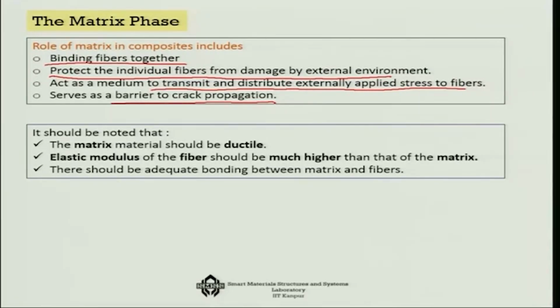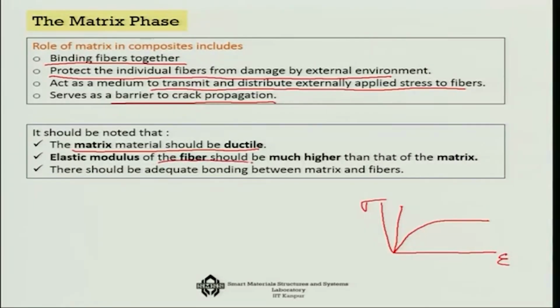In many cases it is the matrix that gives warning, because the fibers fail all of a sudden. If you look at the stress strain diagram, the fibers fail all of a sudden. It is like a brittle material, whereas the matrix can take a large plastic strain, is very ductile, and hence the matrix holds the system for some time. It gives you some warning. So that's the good part of it. Matrix materials are generally very ductile.